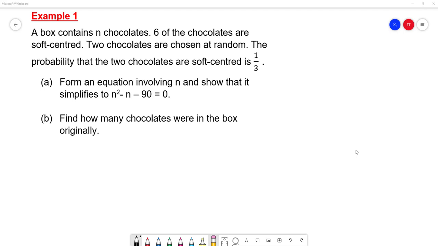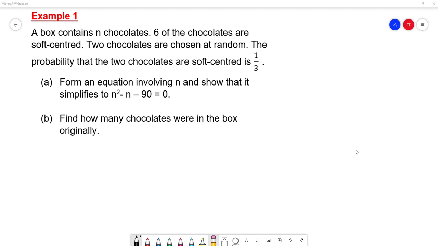In this video, we're going to look at probability equation questions. So in this example, the question states a box contains n chocolates. 6 of the chocolates are soft-scented. 2 chocolates are chosen at random. The probability that the 2 chocolates are soft-scented is a third. Form an equation involving n and show that it simplifies to n squared minus n minus 90 equals 0.